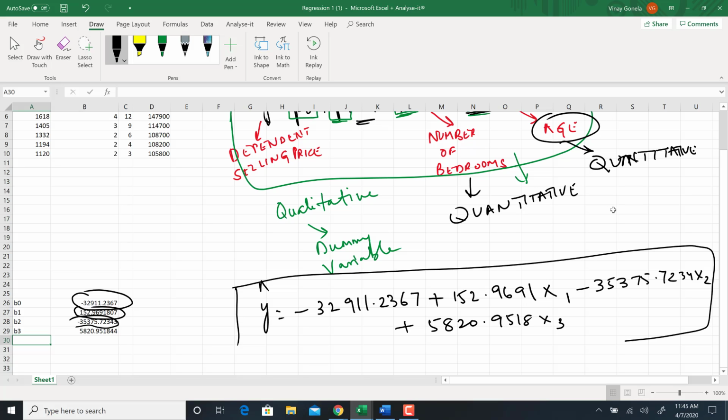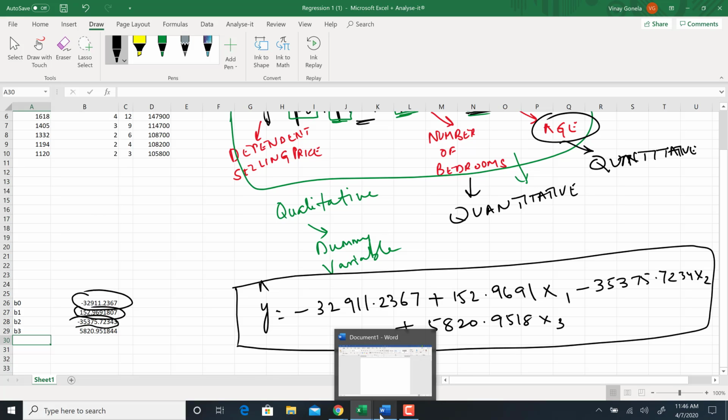So this is the model you will use to make future predictions. So once we have this equation, is this equation good enough to make predictions? How can you say that this equation is good enough to make predictions?